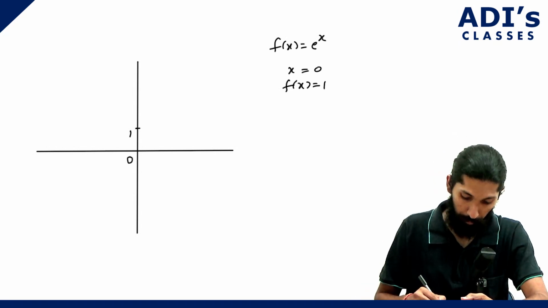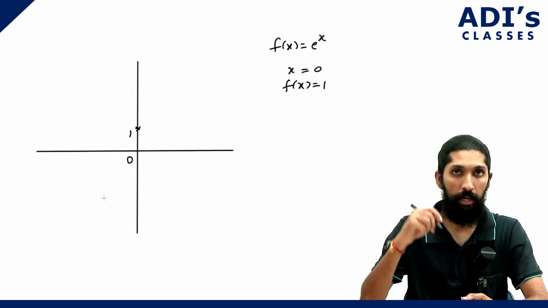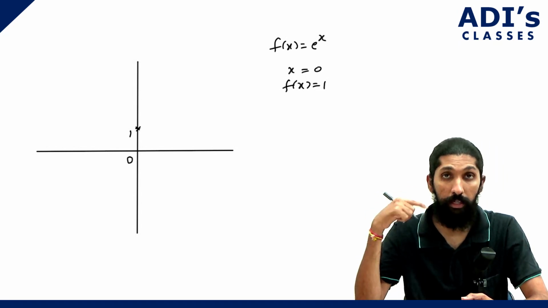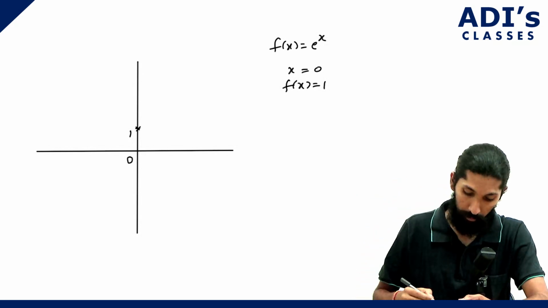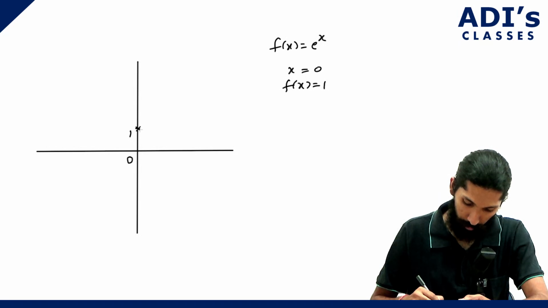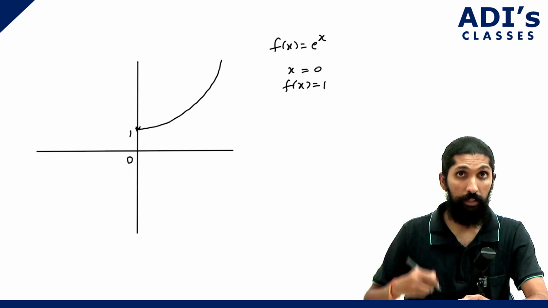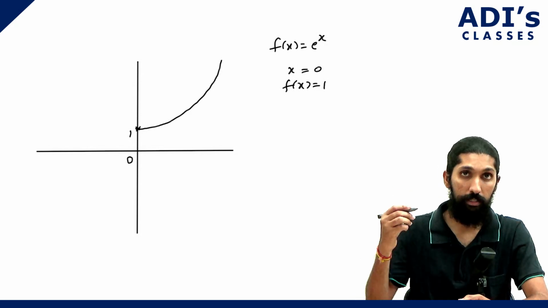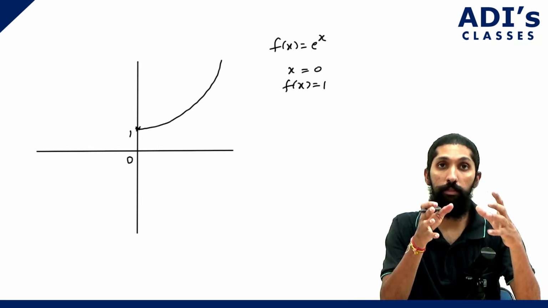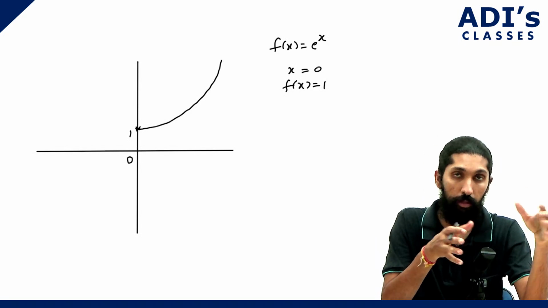That means we have a point here. And as we know, e power any number is going to keep on increasing. That means the graph is going to go like this. It's going to increase exponentially or drastically. But when you have x value to be negative, then what's going to happen?